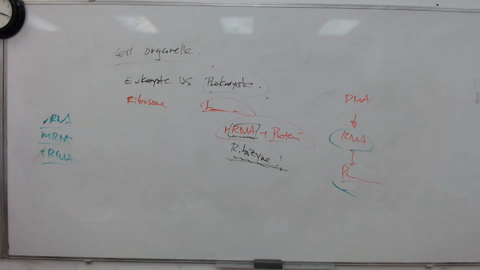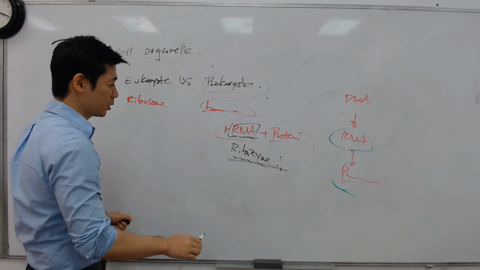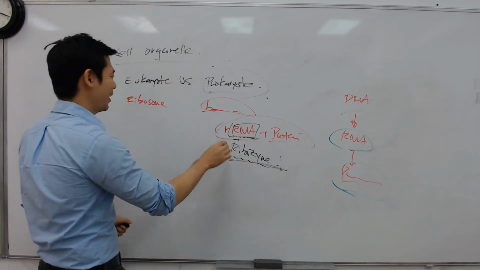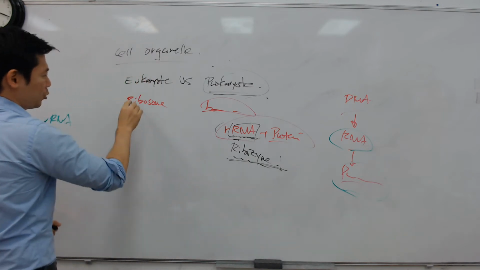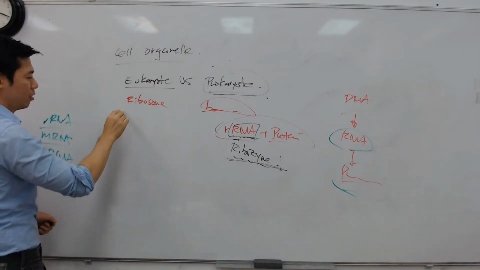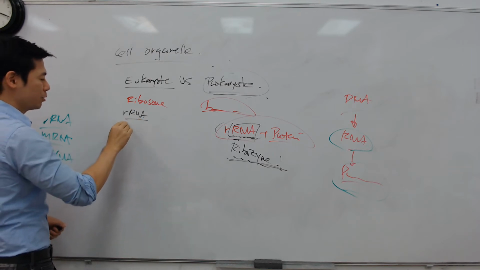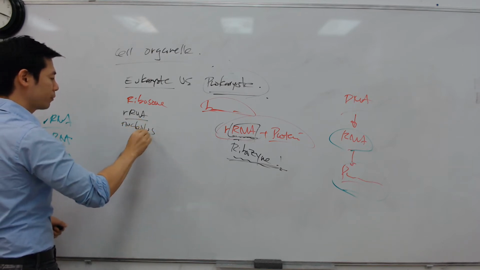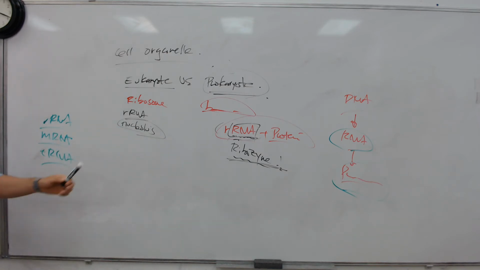They will ask you where rRNA is produced. You can't really say that for prokaryotic cells, by the way. But at least for eukaryotic cells, rRNA production happens in something called the nucleolus. The nucleolus is actually a region within the nucleus.